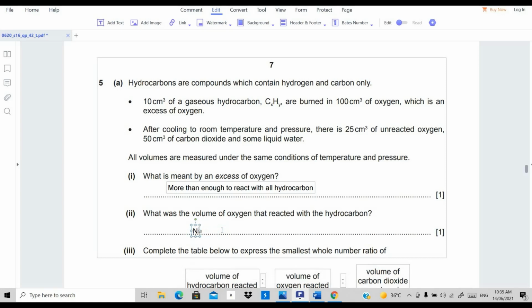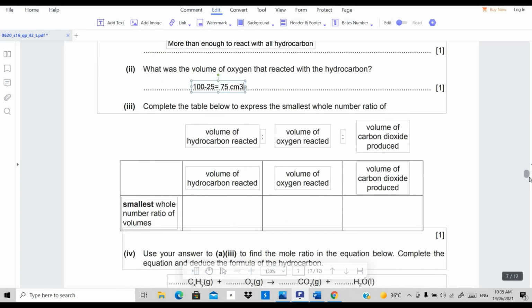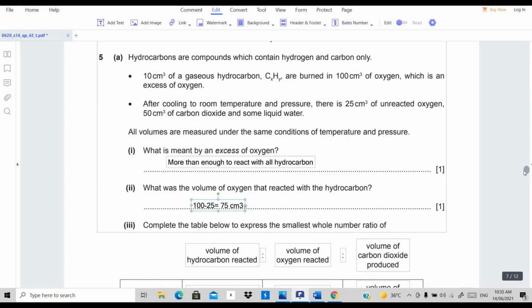Okay, 100 minus 25 equals 75 centimeter cube. Great. Third part: complete the table below to express the smallest whole number ratio of volume of hydrocarbon reacted to volume of oxygen reacted to volume of carbon dioxide reacted. Okay, what was the volume of hydrocarbon reacted? We need to check first. So the volume of hydrocarbon was 10 centimeter cube. You can see clearly here it is given in the question.